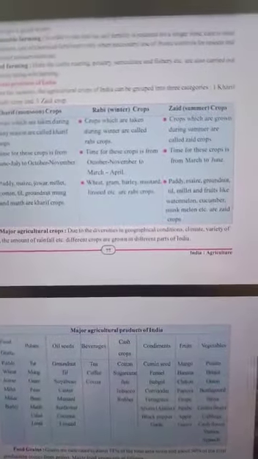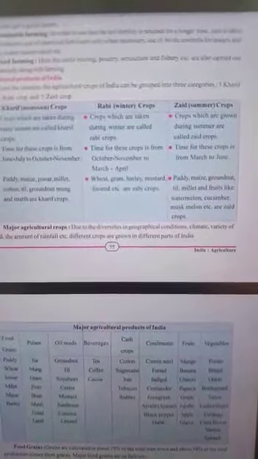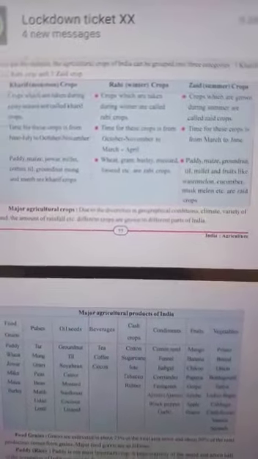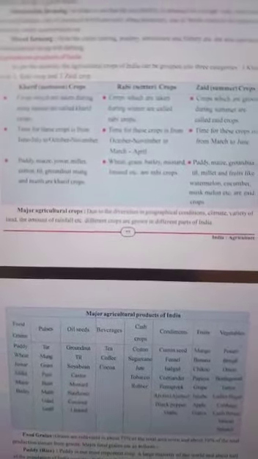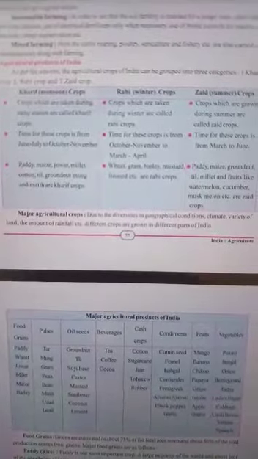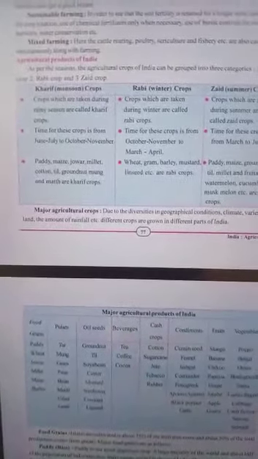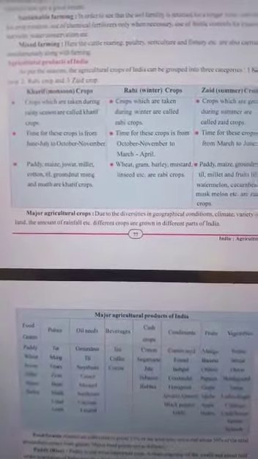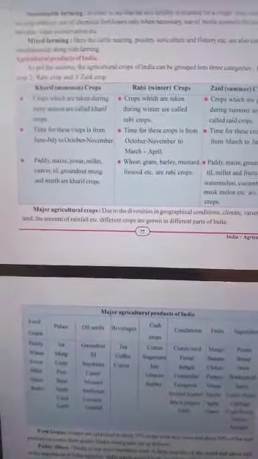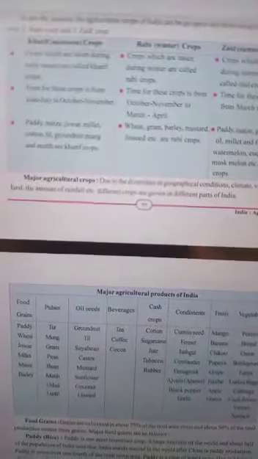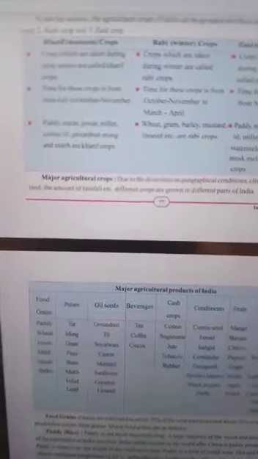As per the season, the agricultural crops of India can be grouped into three categories: one, kharif crops; second, rabi crops; and third, zaid crops. So what do kharif crops mean? Crops which are taken during the rainy season are called kharif crops. And rabi crops are crops which are taken during the winter.